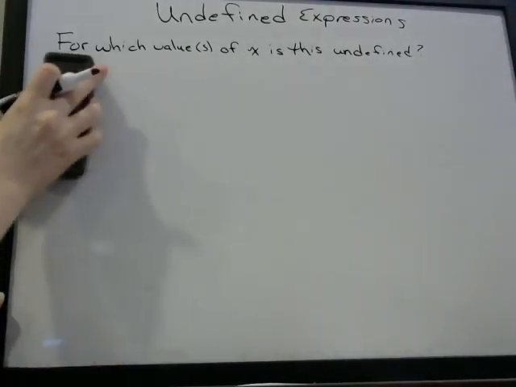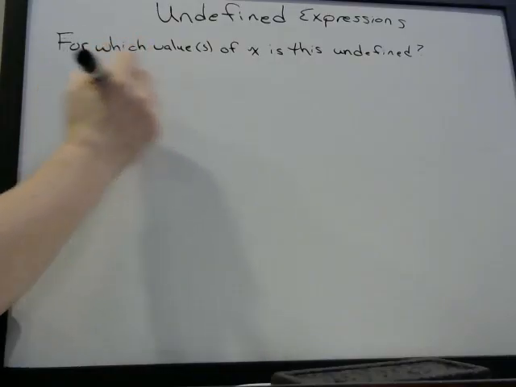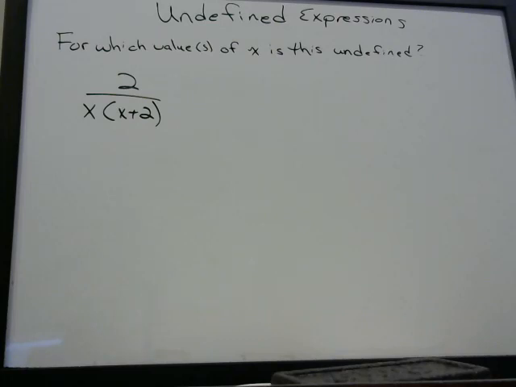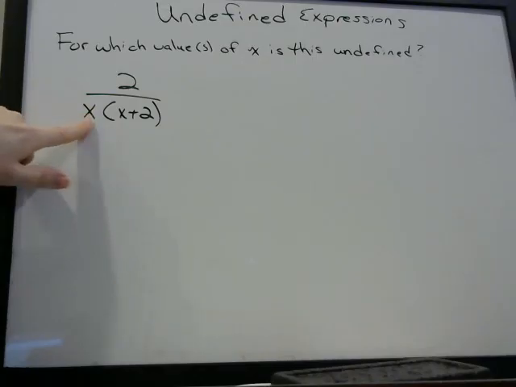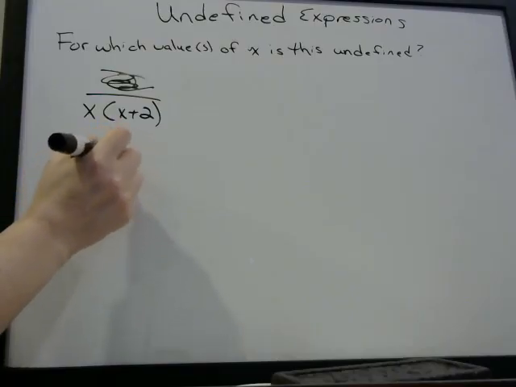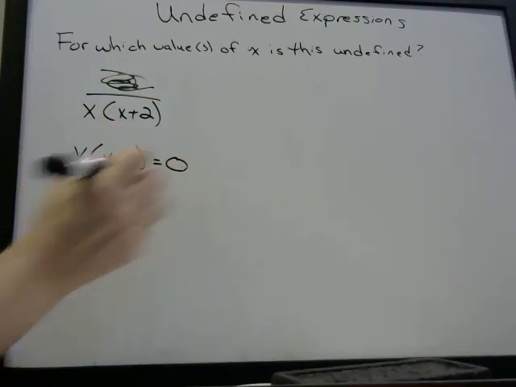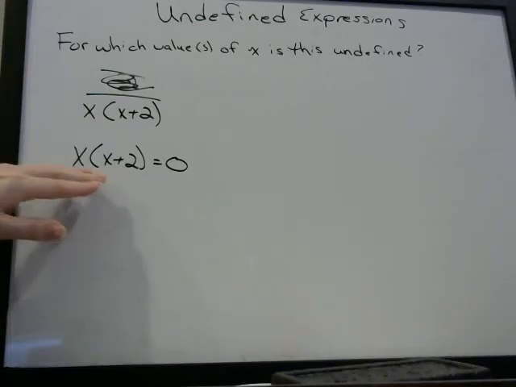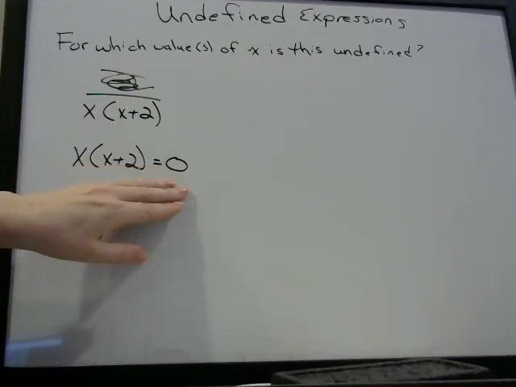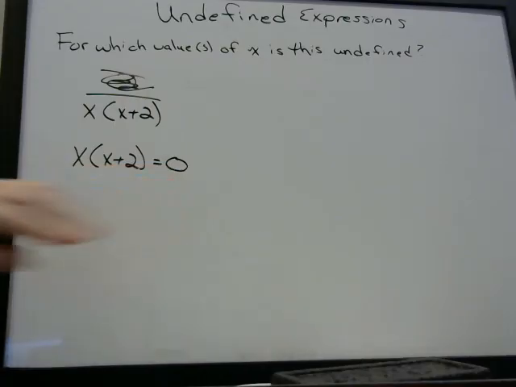Now I'll give you one that's a little bit more complicated. And this again, watch the videos on the playlist under algebra about polynomials. So here, when we have these two things side by side, that means multiplication. So x times x plus 2. And so again, we don't care about the numerator. When does x times x plus 2 equal 0? So one thing you can do is multiply this out, use the quadratic formula, and figure out when it equals 0. Again, watch the videos if that didn't make sense to you.